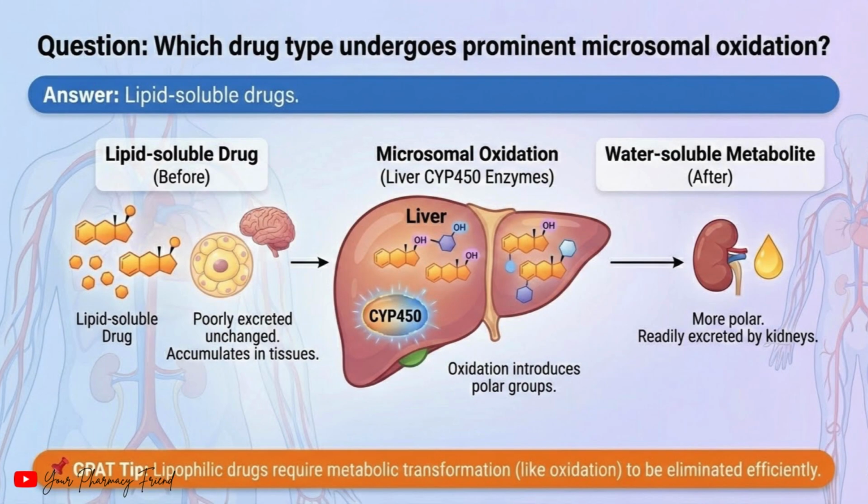Which drug type undergoes prominent microsomal oxidation? Lipid-soluble drugs. Microsomal oxidation is most prominent for lipid-soluble drugs. These drugs are poorly excreted unchanged, so liver microsomal enzymes, particularly cytochrome P450s, oxidize them to increase polarity and water solubility. This allows the body to eliminate lipophilic drugs efficiently.